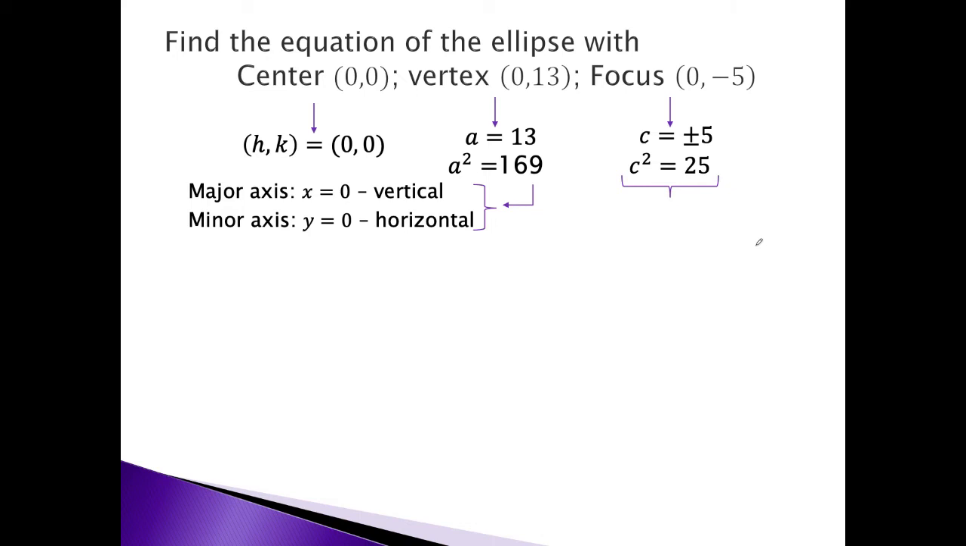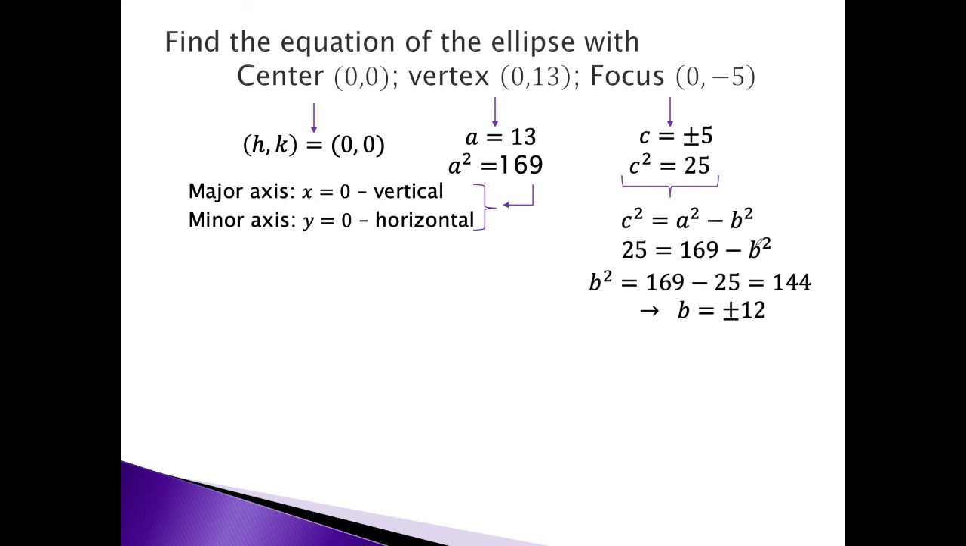Since c squared is 25, we know that c squared equals a squared minus b squared. So 25 equals 169 minus b squared. Then we can find that b equals plus or minus 12, and b squared equals 144. So we have the standard form: y squared over 169 plus x squared over 144 equals 1.